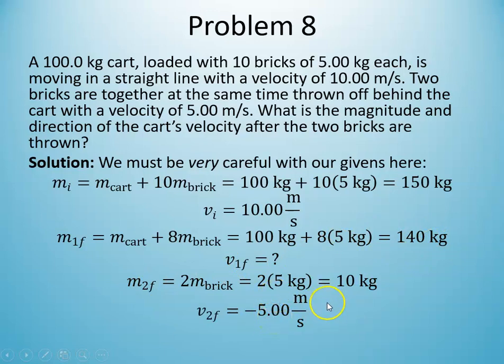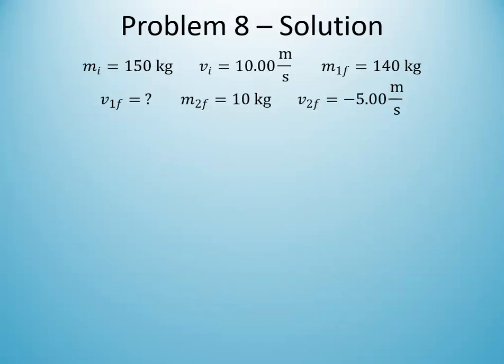So just a summary again, we have one object initially, which is the cart plus 10 bricks, and at the end we have 2 objects. One of those is the cart plus the remaining 8 bricks, which are all going at the same velocity, which we're trying to find out, and the other object is the 2 bricks, which are also going at a same different velocity, which we already know. So those are our givens. Now that we figured those out, it's the same problem as before.